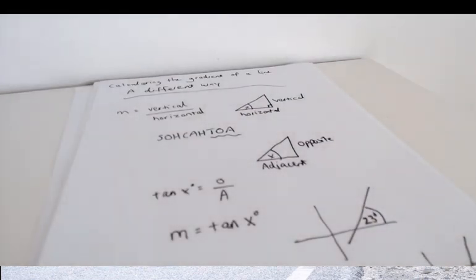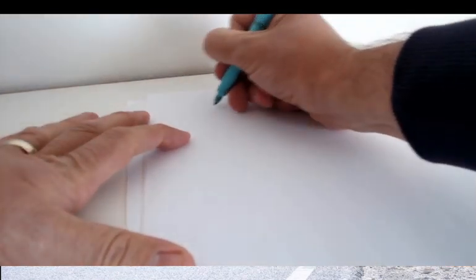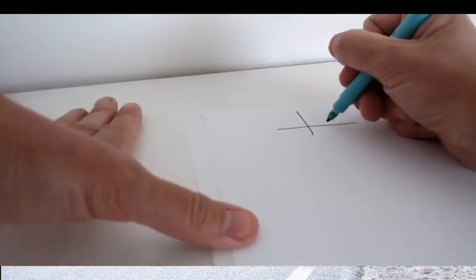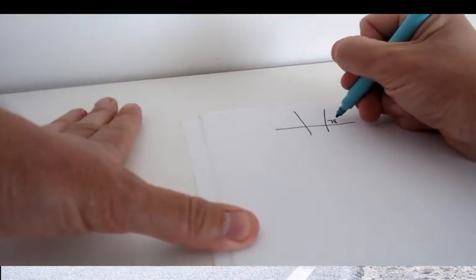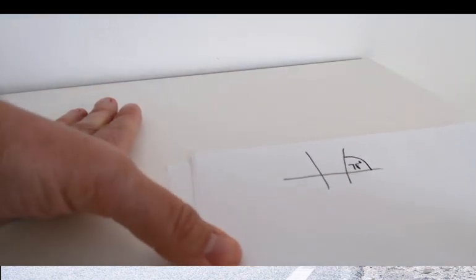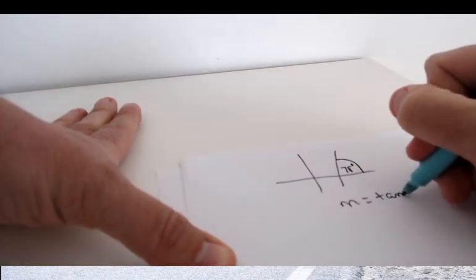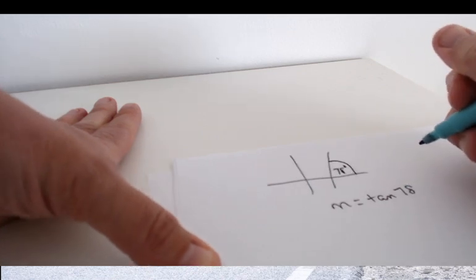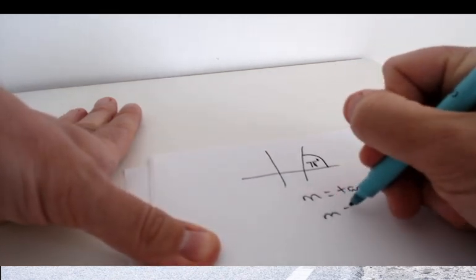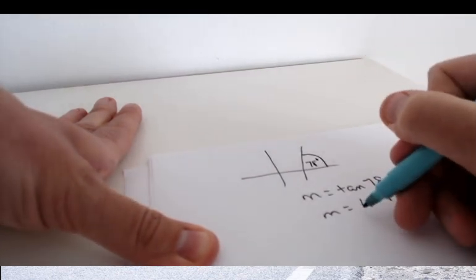Right. Next thing. Say we have a situation where we have our line, and this time it makes an angle of 78 degrees. We're going to work out what the gradient is. Same as before, m is going to equal tan 78, and if I use my calculator for that, it will tell me that it's 4.7. If we know the angle, we can work out the gradient.